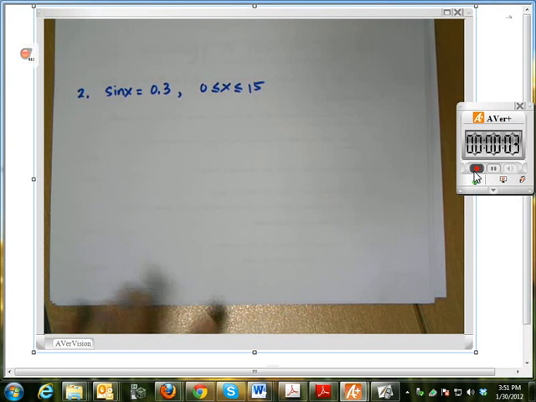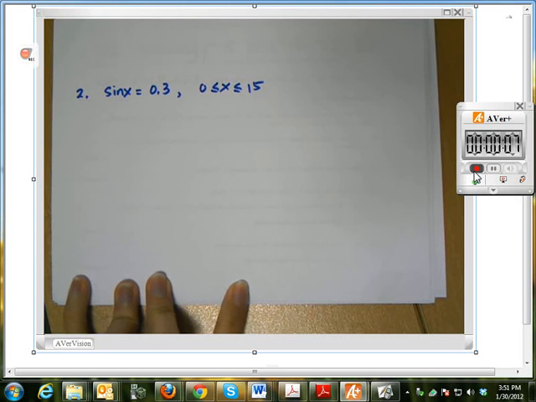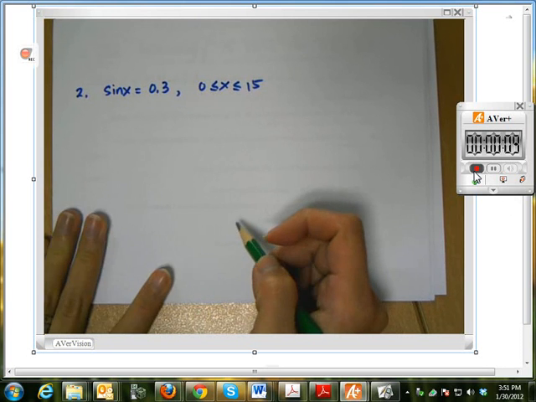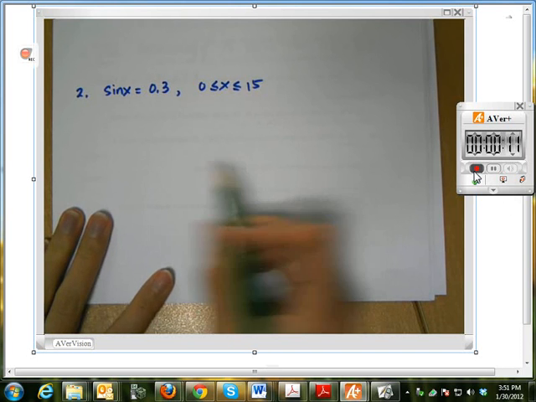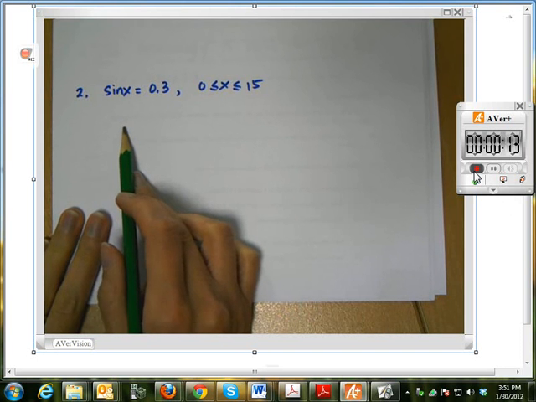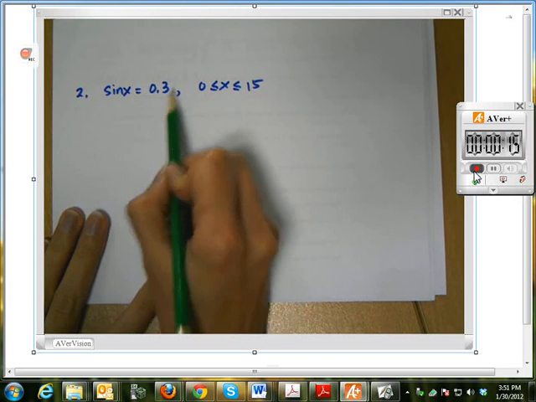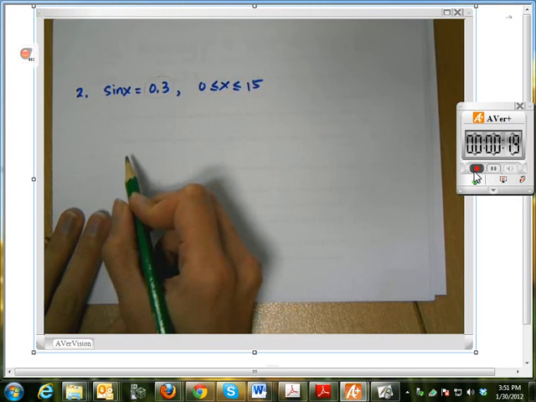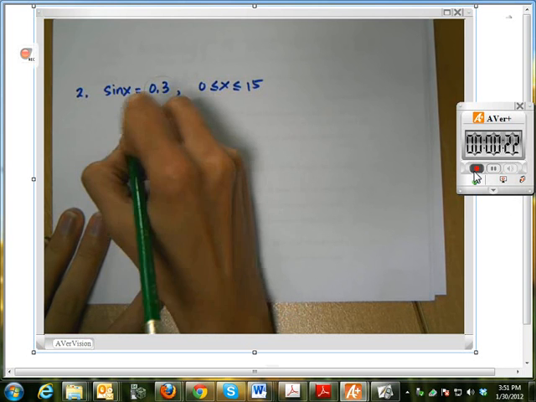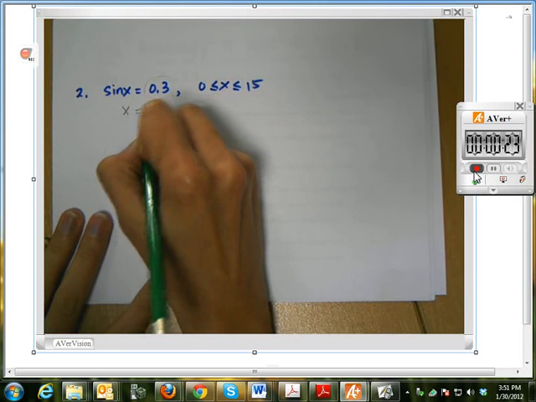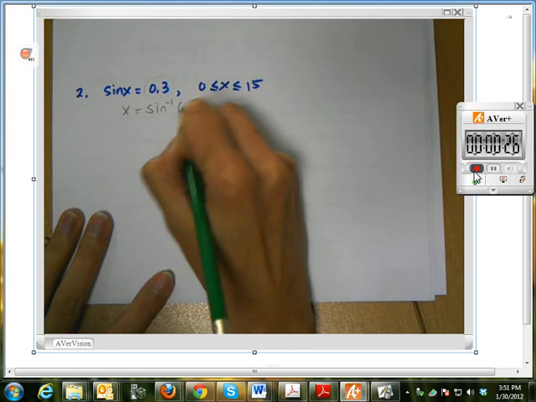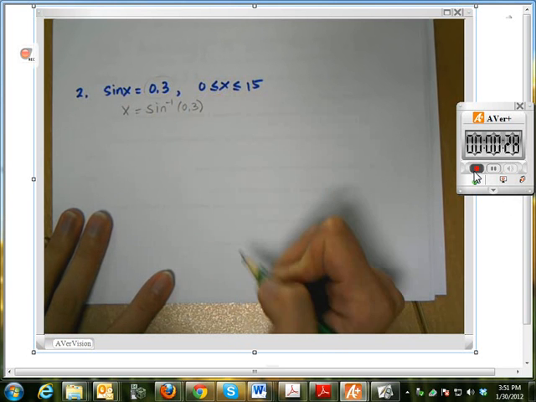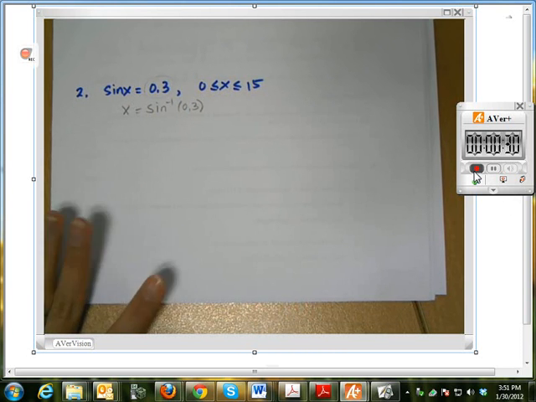Alright, I'm going to continue with this example that we started in class. For block C, we finished this example, but for block B, we really didn't get that far into it. So this is one that you needed to use technology for because the 0.3 is not one of our known ratios. So the first thing that we needed to do was say, okay, x equals inverse sine of 0.3 and find out what that value is on our calculator.